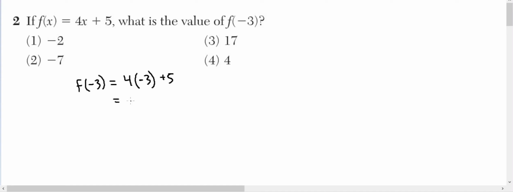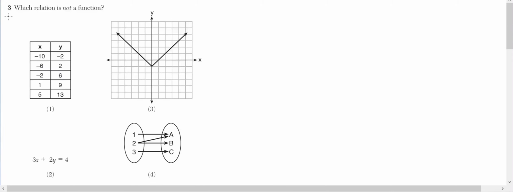So now we just use PEMDAS to simplify. So 4 times negative 3 is negative 12. Adding 5, you could interpret this as the negative of 12 minus 5. If that helps, do it in your head. 12 minus 5 is 7, so we have negative of 7, which is just negative 7. So altogether for question 2, we have choice number 2 is the answer.